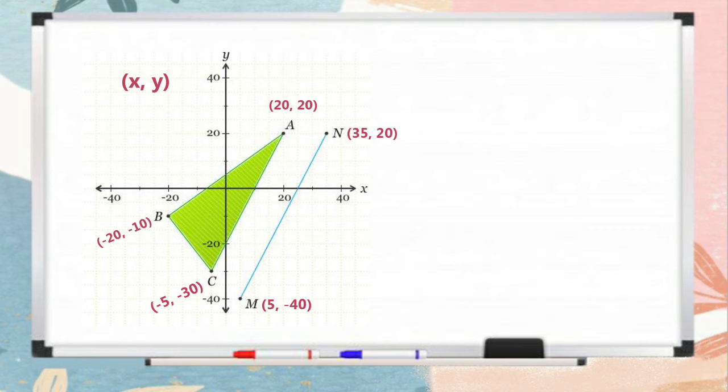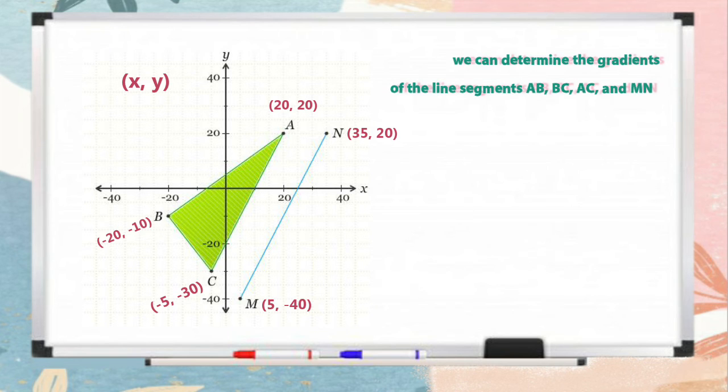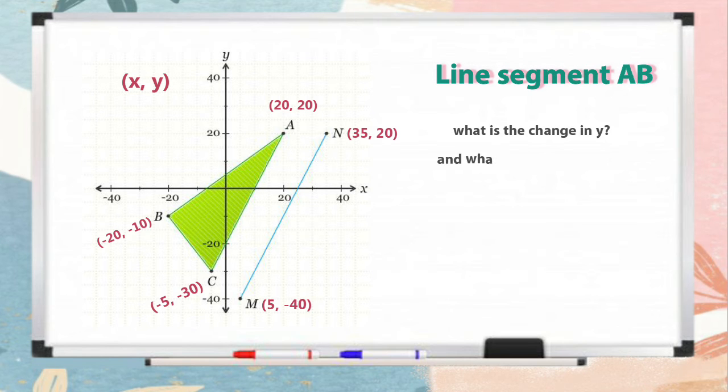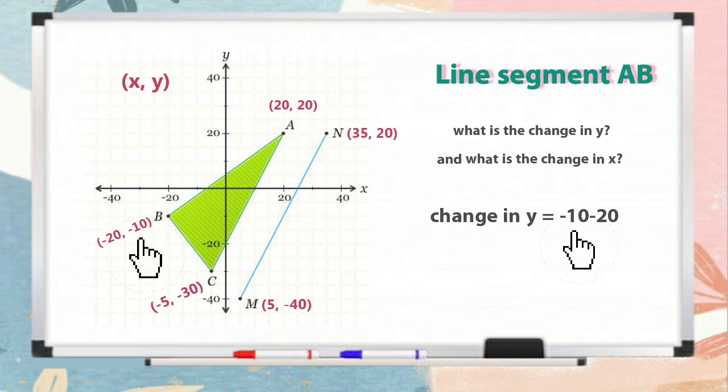We already know the coordinates of each point. And now we can determine the gradients of the line segments AB, BC, AC, and MN. Okay, let's look at line segment AB first. So, what is the change in y and what is the change in x? Change in y is equal to -10 minus 20. -10 is for B, or it's the value of y. 20 is for A, or it's the value of y1.